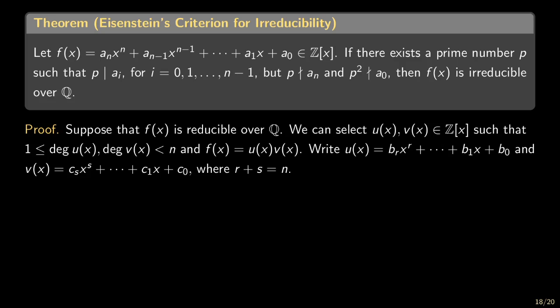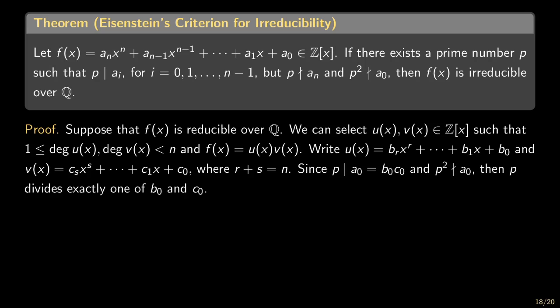This time, bibigyan natin ng katauhan yung u at saka yung v. Kunwari, ito si u, degree r siya, si v ay degree s. Pero dahil ang product nila ay f, ang degree ni f ay n, kailangan yung r plus s ay equal sa n. By hypothesis, dinidivide ni p lahat ito. In particular, dinidivide niya si a0. But how do we get this a0 kung product siya ng u at v?